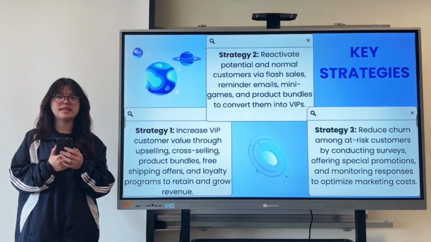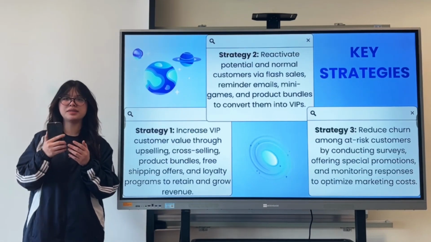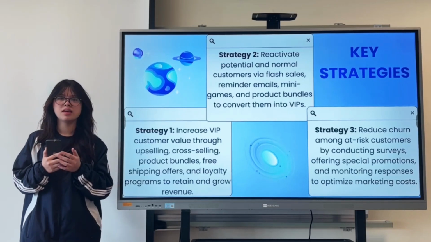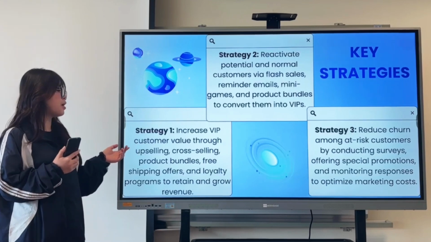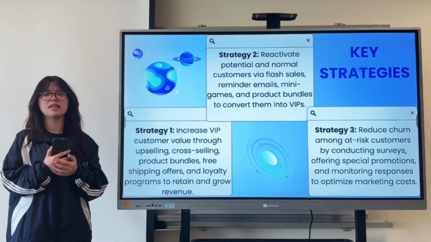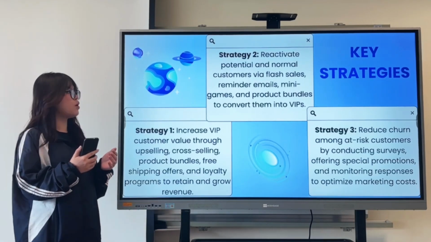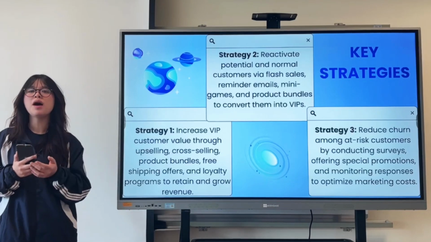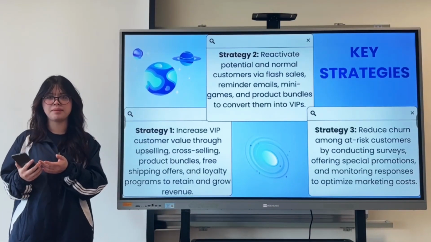2. Key strategies. We offer 6 strategies for the business to increase revenue and retain customers effectively. The first is to increase VIP customer value through upselling, cross-selling, product bundles, free shipping offers, and a loyalty program to retain and grow the revenue. The second one is to reactivate potential and normal customers via flash sales, reminder emails, mini games, and product bundles to convert them into VIPs.